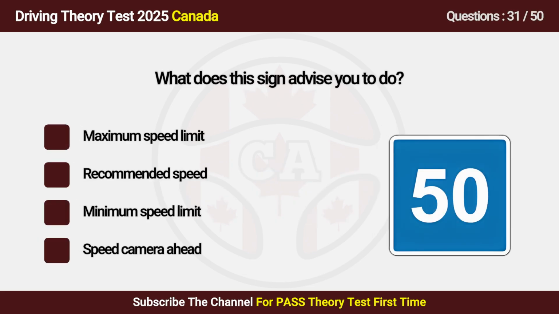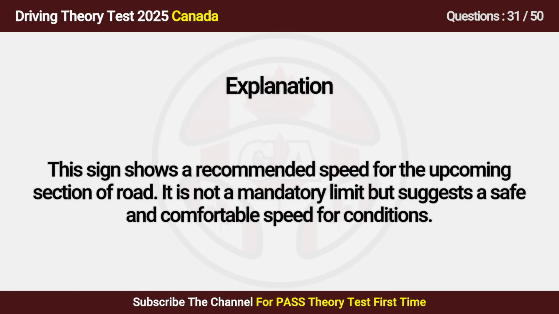Question 31. What does this sign advise you to do? A. Maximum speed limit. B. Recommended speed. C. Minimum speed limit. D. Speed camera ahead. Answers is B. Recommended speed. This sign shows a recommended speed for the upcoming section of road. It is not a mandatory limit, but suggests a safe and comfortable speed for conditions.